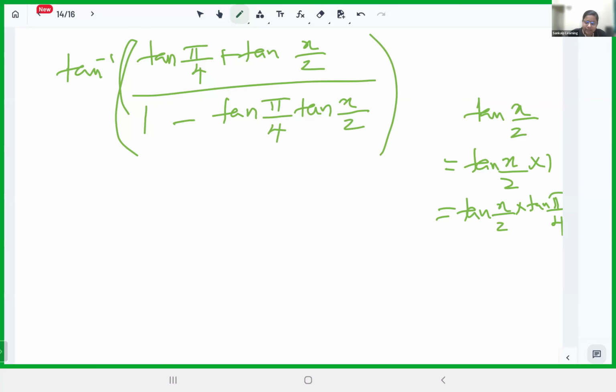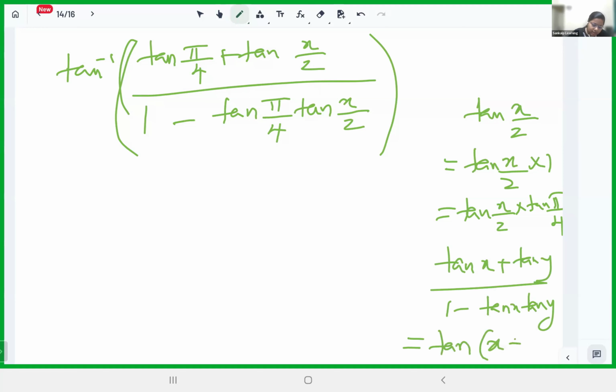We have studied the identity: tan x plus tan y divided by 1 minus tan x into tan y is equal to tan of x plus y.